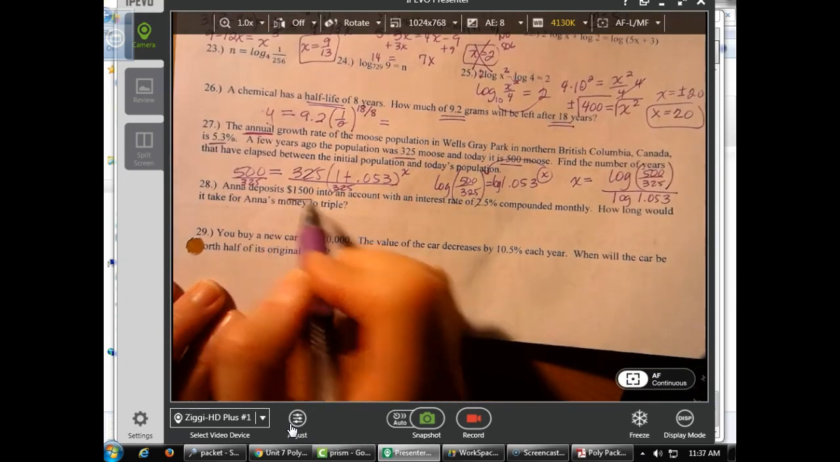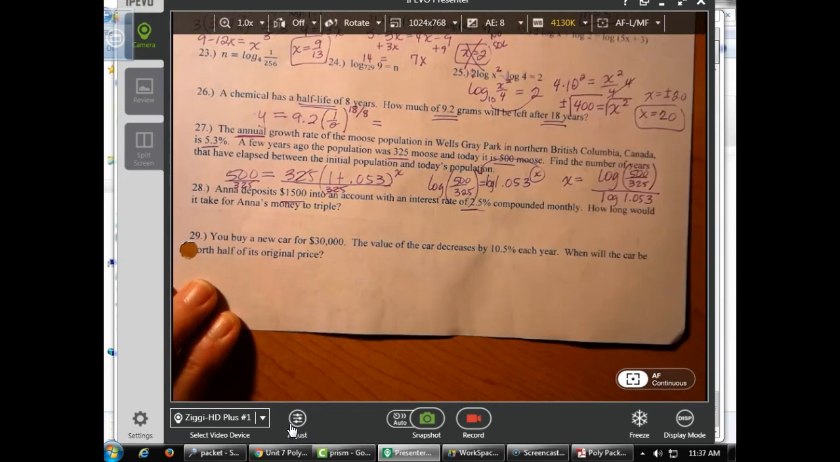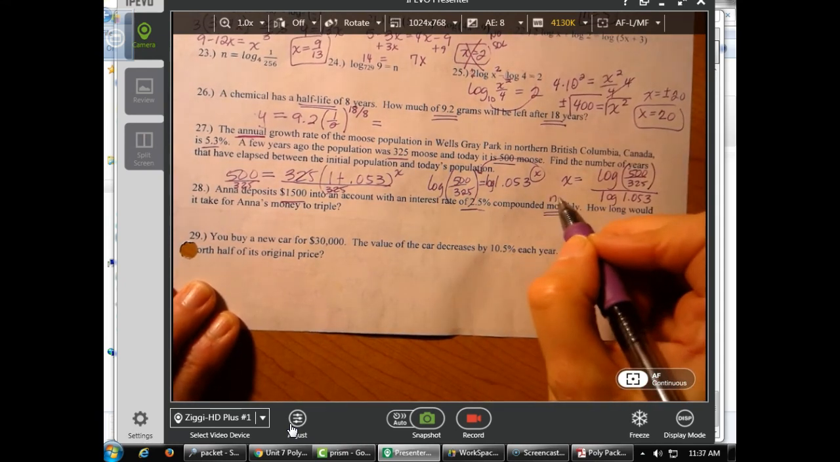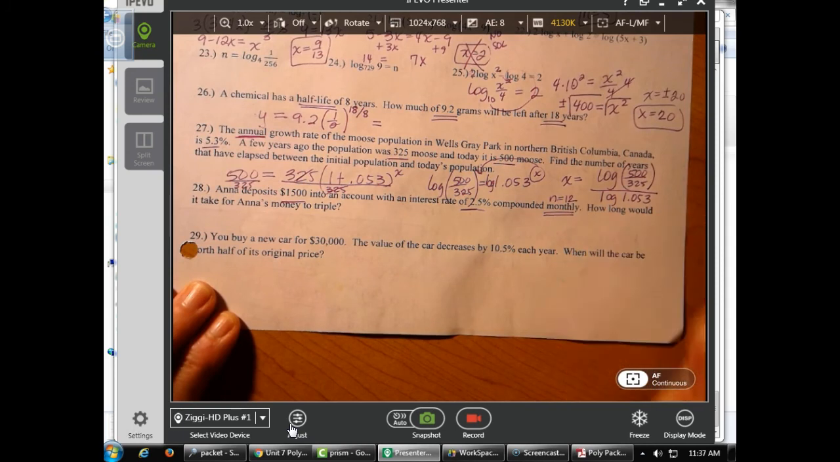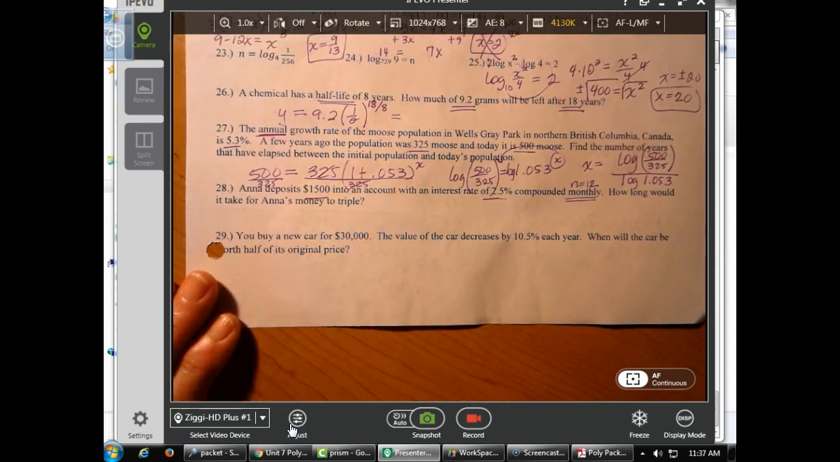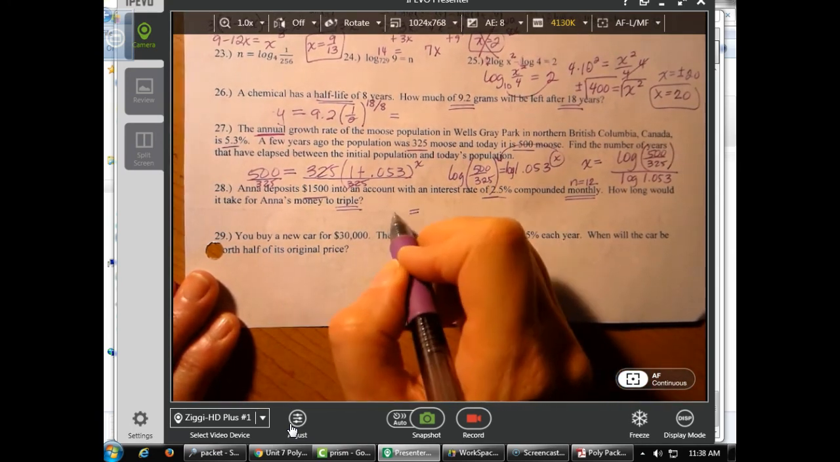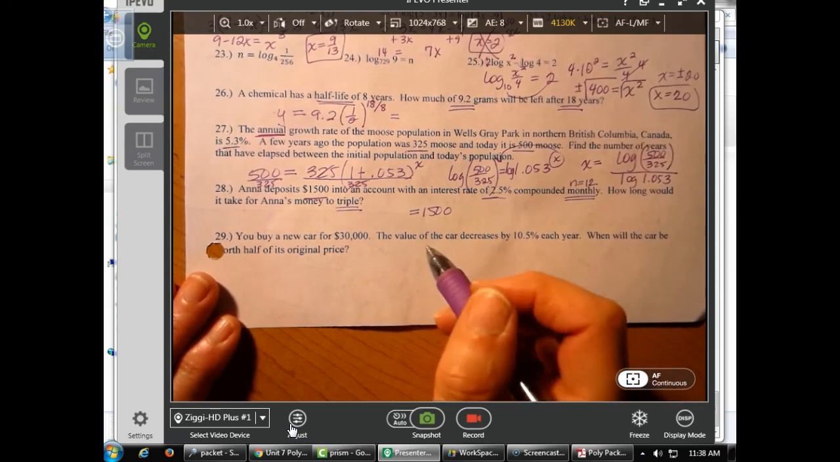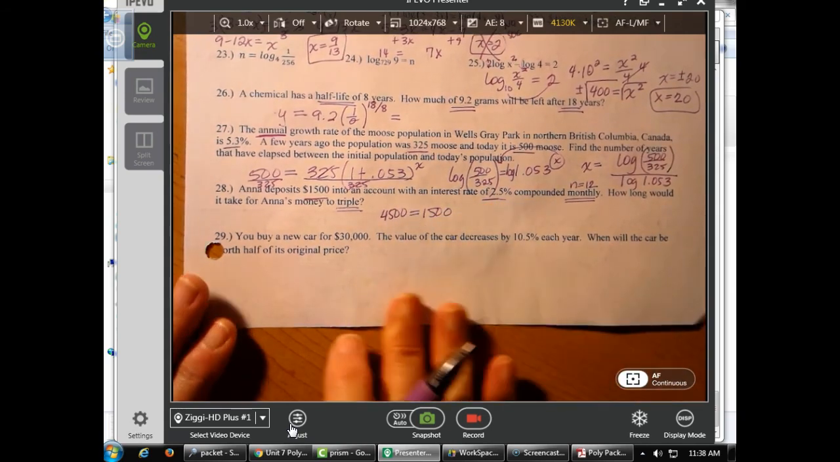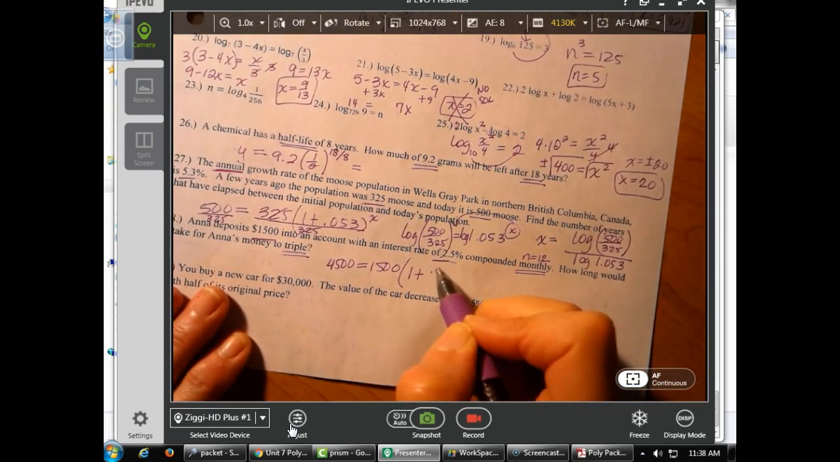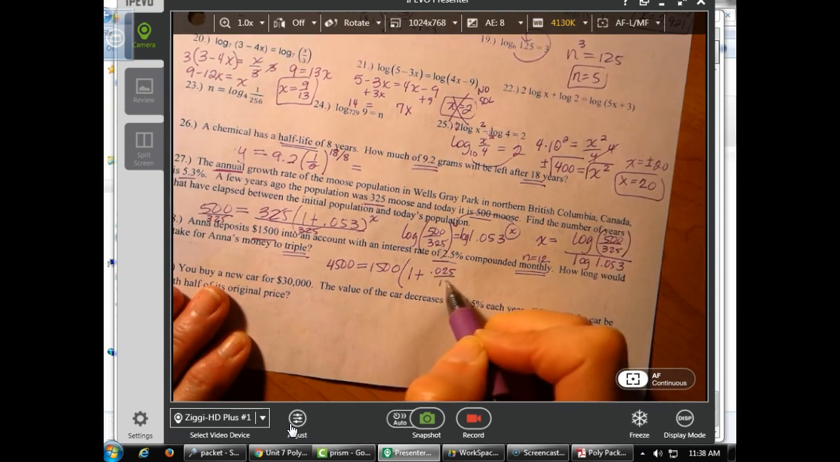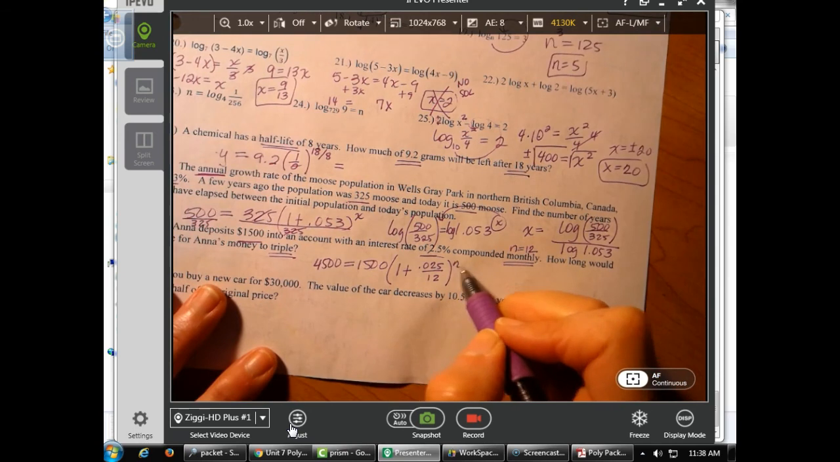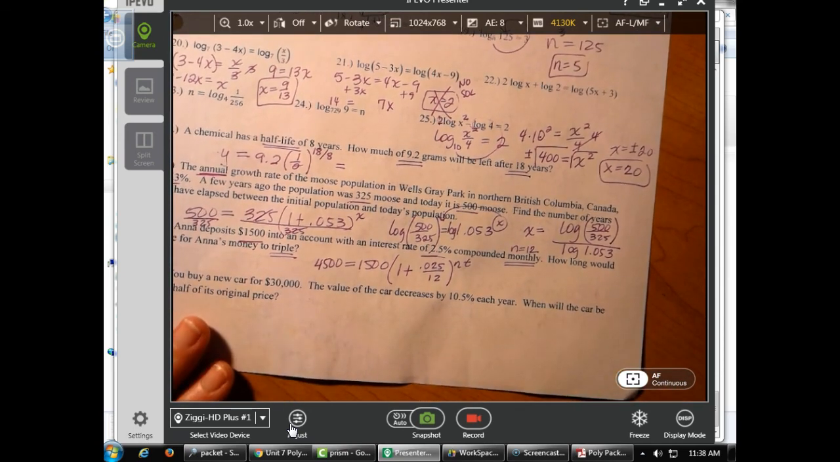Anna deposits $1,500 into an account with an interest rate of 2.5% compounded monthly. This is when I know I need the compound interest formula, and there's 12 months in a year. How long will it take for Anna's money to triple? Now, we talked about this in class. I could just do 1 and then 3, but because they gave me a specific amount, I'll just do 1,500, and when that triples, that will be 4,500. And then I have 1 plus my rate of 0.025 divided by n of 12, and then I have n times t.